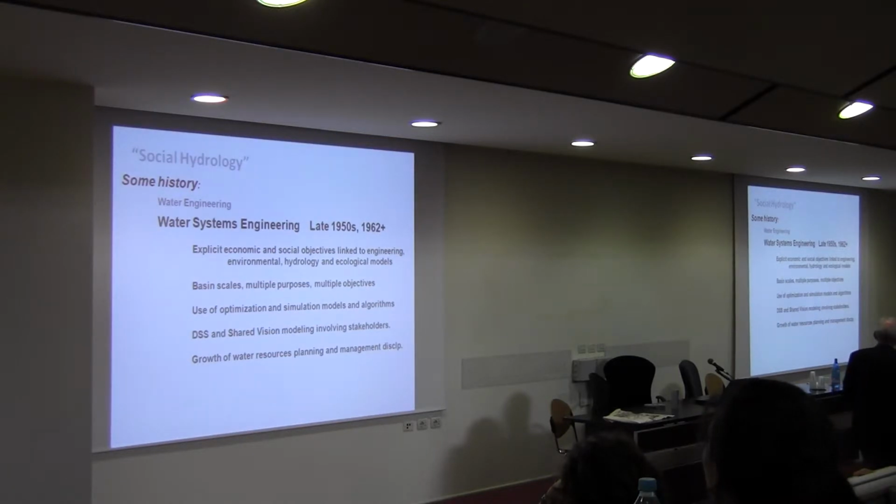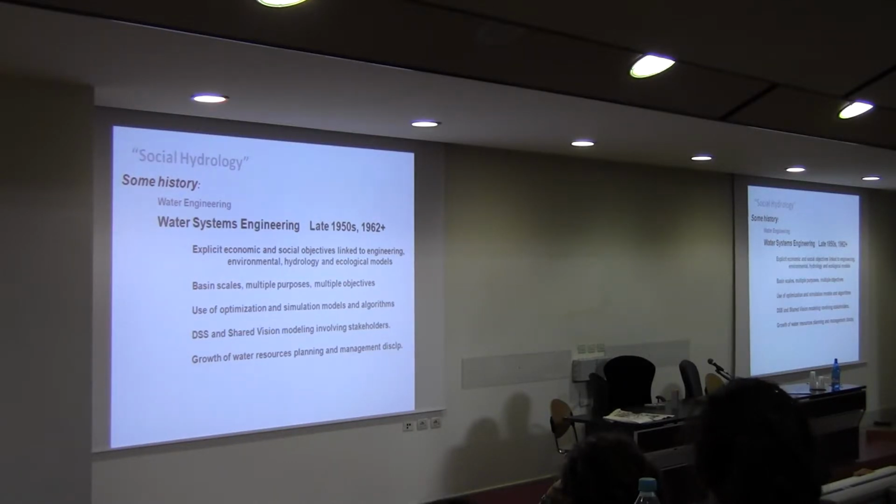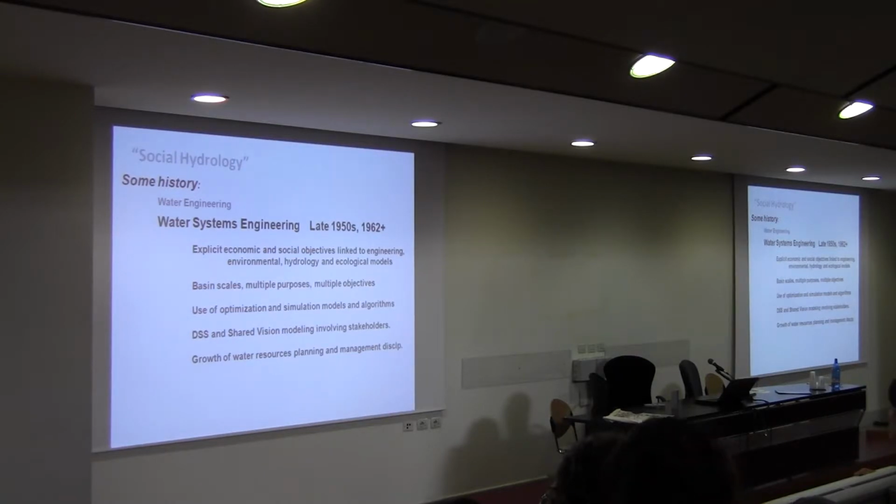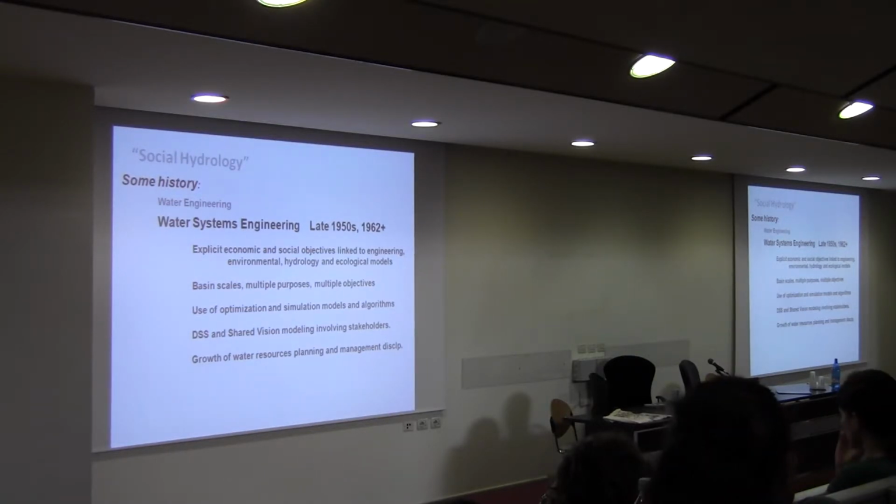And then came the Harvard Water Program in the late 50s, and they produced a Bible, I call it, in 1962. And the Bible was called The Design of Water Resource Systems. And this was an attempt to see if the tools that were used in industry and World War II, the modeling tools, the optimization and simulation tools, could be used for environmental and water purposes, okay?